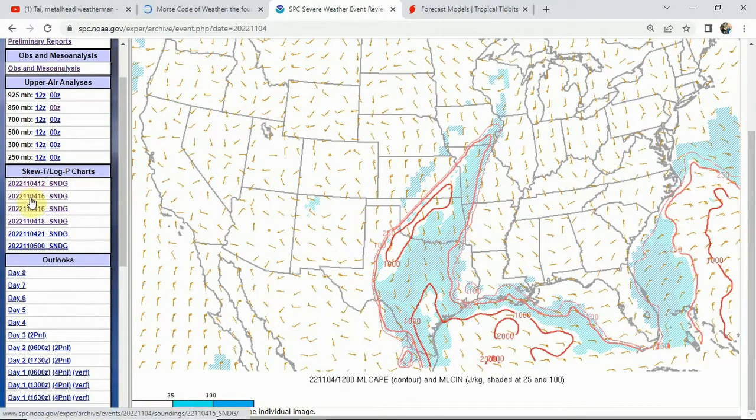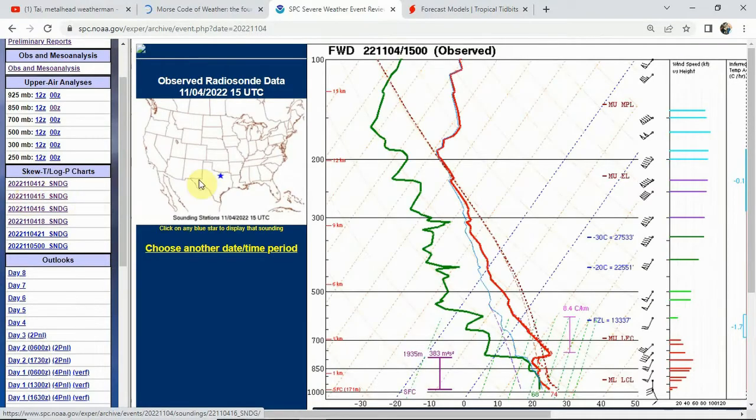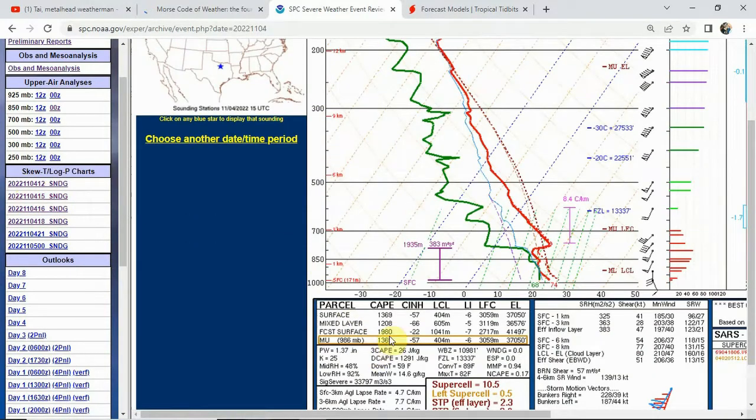But if we actually look at a sounding, you can get a better idea of what the CAPEs were doing. You can see it right here. The average mixed layer CAPE here was 1,208. To put it in perspective for you, when you're looking for a severe weather outbreak, you're looking for CAPE values usually around 1,000 joules per kilogram. So this more than met the mark.